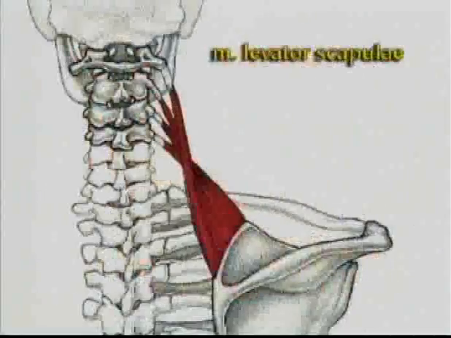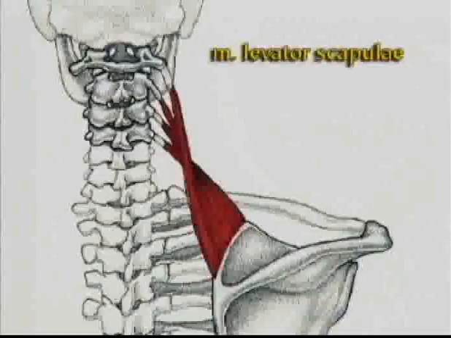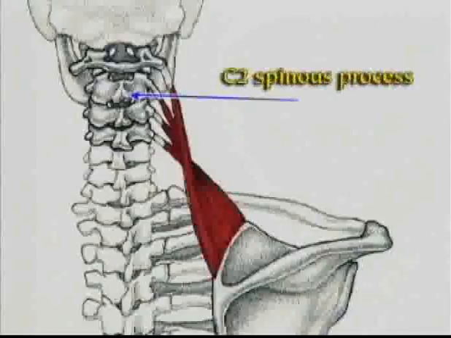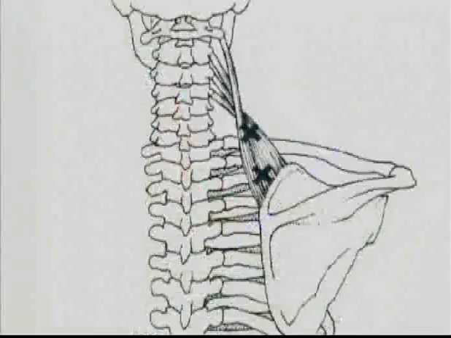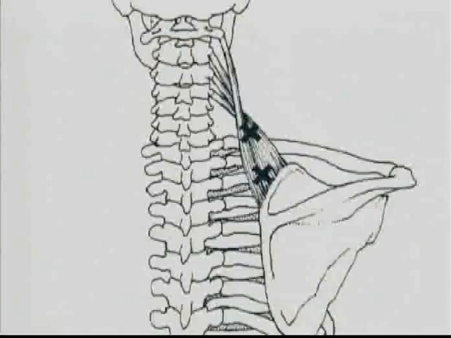Levator scapulae. Clinically, we find tenderness at the lateral edge of the spinous process of C2 and at the upper margin of the scapula. There are trigger points at the angle between the shoulder blade and the neck.